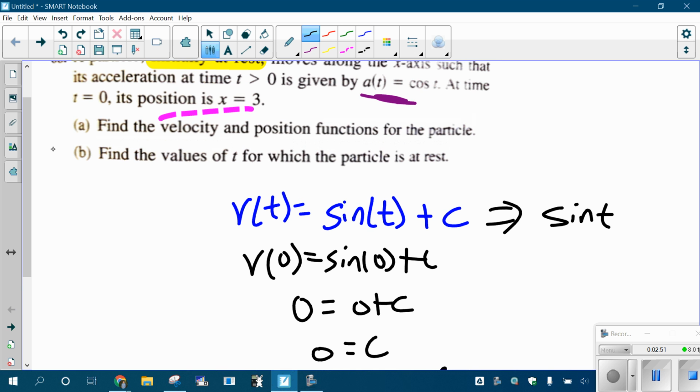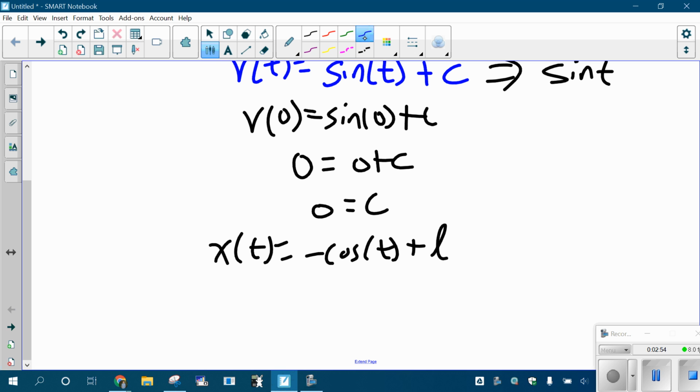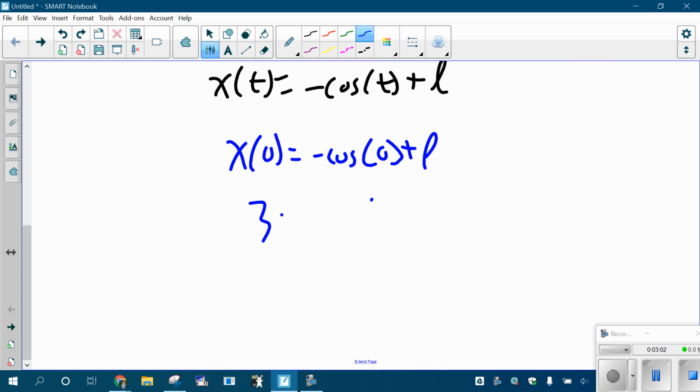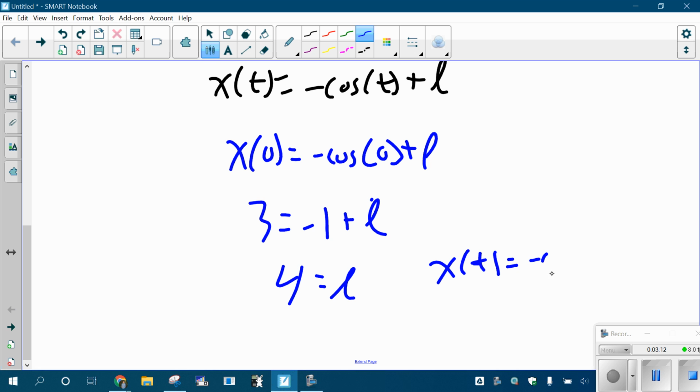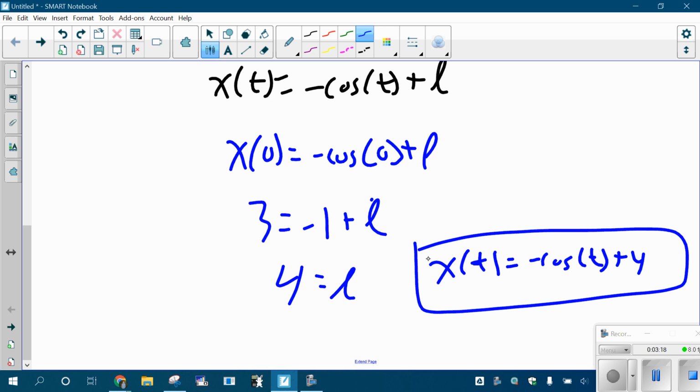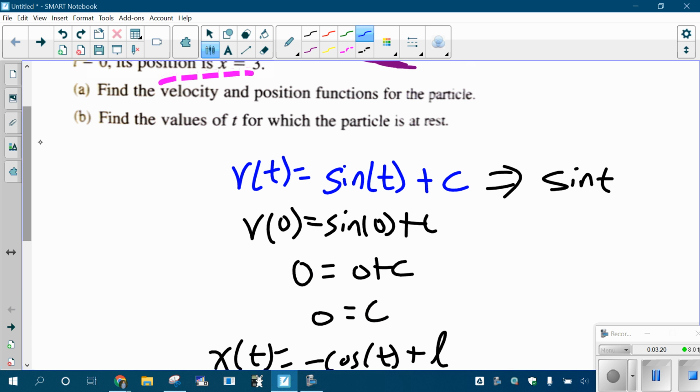Well, they tell you at t equals 0, the position is 3. So I'm going to plug in the fact that at time 0, I'm supposed to get out 3 and solve for the Lemke constant, and figure out that the Lemke constant is 4, so that my position function is actually negative cosine of t plus 4. So that's my position function. That's my velocity function. Every time you take an antiderivative, solve for the Covey constant before you take another antiderivative, if you have to take more than one.